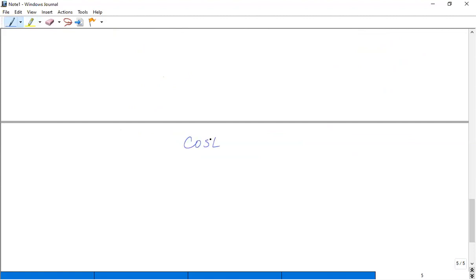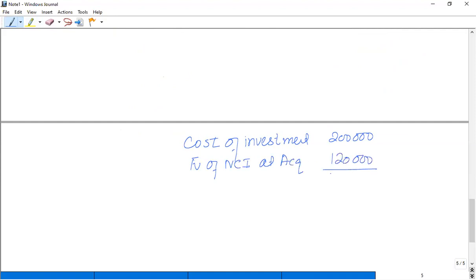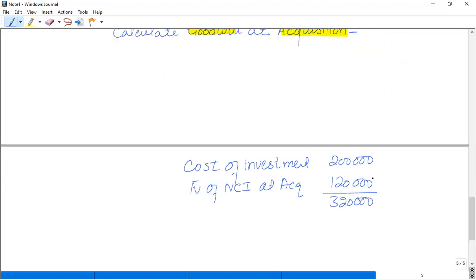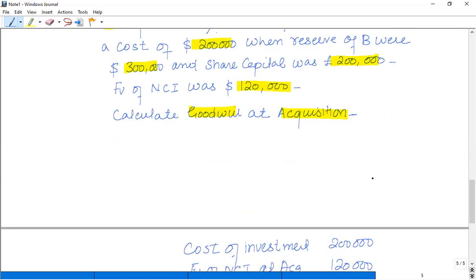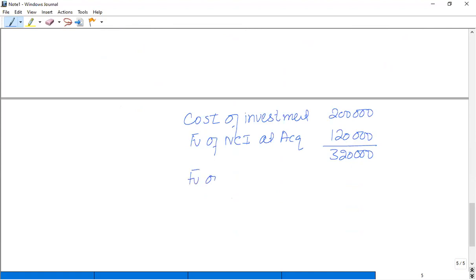So cost of investment 200,000 and fair value of NCI at acquisition is 1,20,000. So we have 3,20,000 of investment together by the parent company and the subsidiary. Now let's find out the fair value of net assets at acquisition. Share capital is 200,000, reserve is 300,000. So the total value is 500,000.